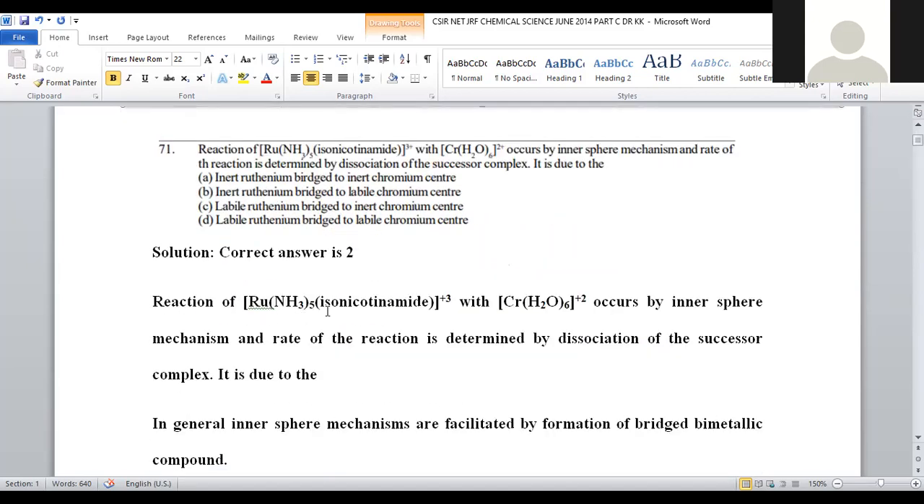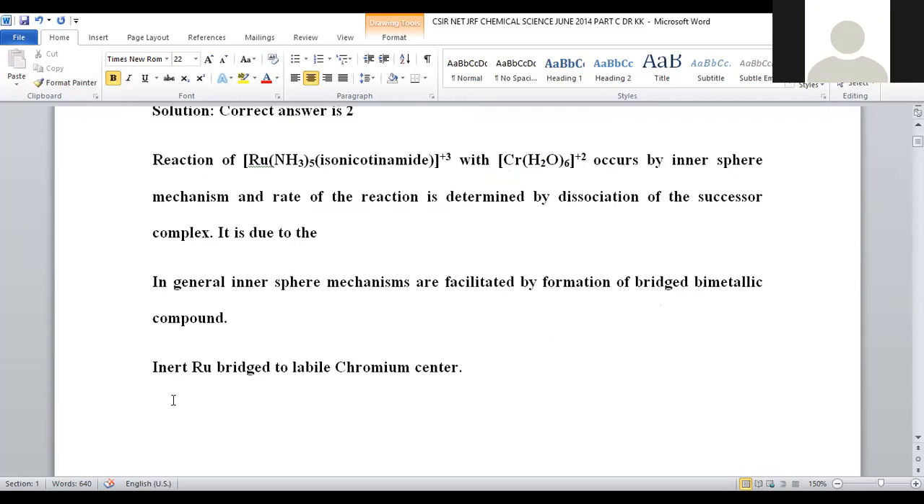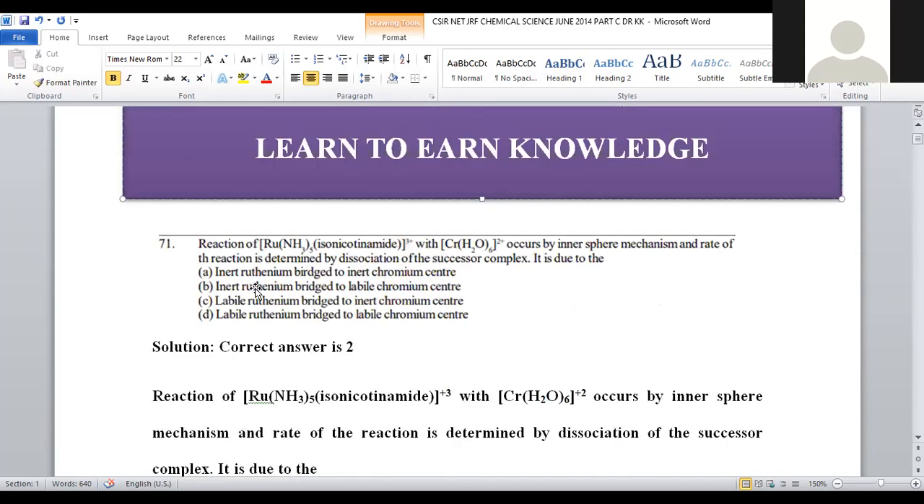Ru(NH3)5 isonicotinamide 3+ upon treating with chromium hexaquo, inner sphere is possible. The rate of the reaction is determined by dissociation of the successor complex. This is because of the inner sphere mechanism. The bridging ligand always participates, ruthenium working like a bridge, and an inert ruthenium and labile chromium complex got treated, so that electron transfer is possible. That is available in option number 2. For question number 71, option number 2 is the correct answer.